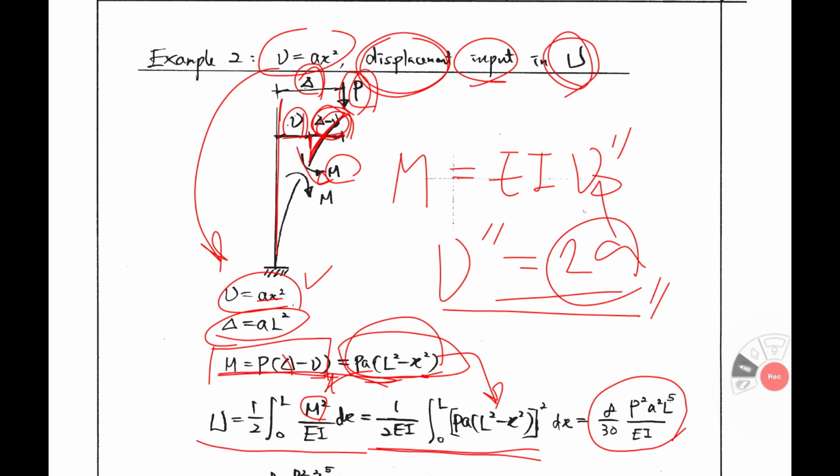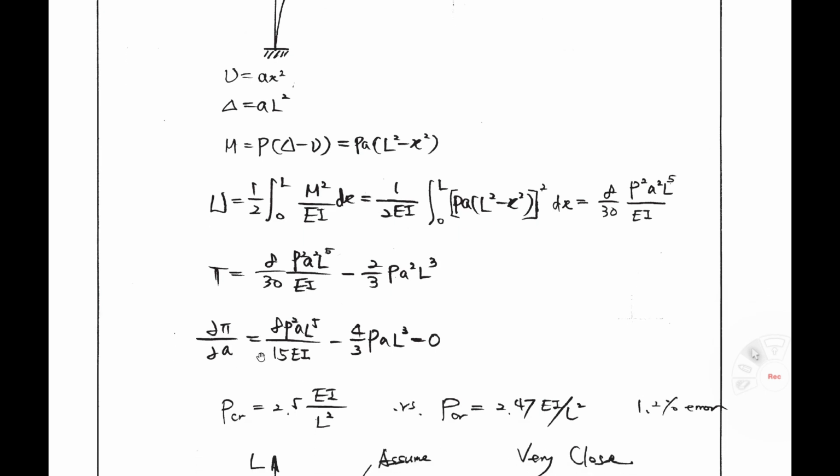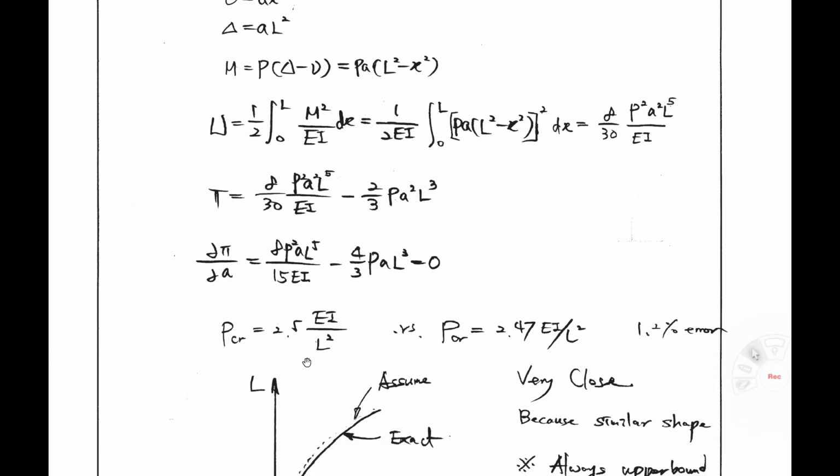So the difference between example 1 and example 2: in example 1, the curvature value is input; in example 2, displacement is input directly. That is different. The total energy is this strain energy plus the potential energy, which is identical to example 1. And then take a derivative with respect to A. Then this equation is equal to 0. So PCR equals 2.5 EI over L squared from this equation. The exact PCR is this one. So we have 1.2% error.